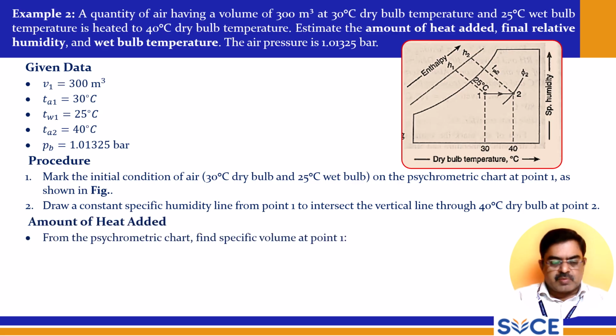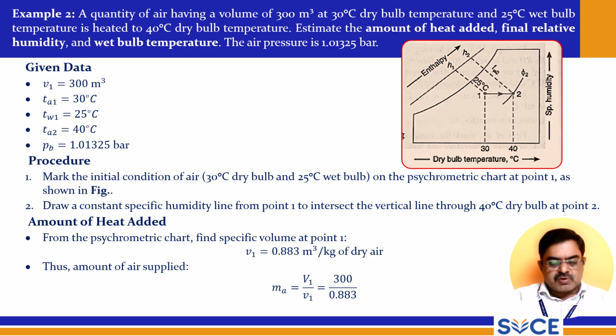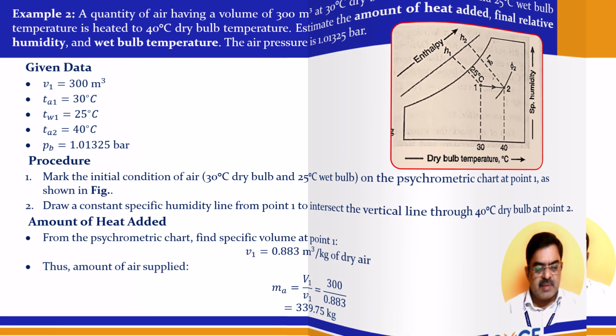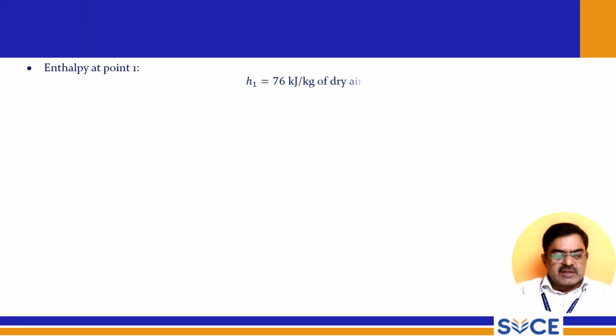Amount of heat added. Now v1 is equal to 0.883 meter cube per kg of dry air. So the amount of air supplied is Ma equal to capital V1 divided by small v1. That is 300 divided by 0.883, which is equal to 339.75 kg. So that is Ma, and the enthalpy at point 1, H1, is equal to 76 kilojoules per kg of dry air.